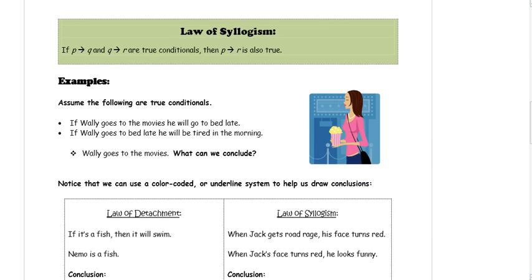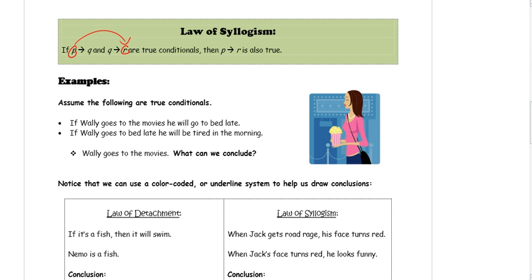Second thing is the law of syllogism. In this one, it's kind of like the transitive property, however you learned it back in the day. If P then Q and Q then R are true, then P then R is true. So if P happens, then R is true. It's kind of like that Q, or that conclusion in between, is connecting those two pieces.